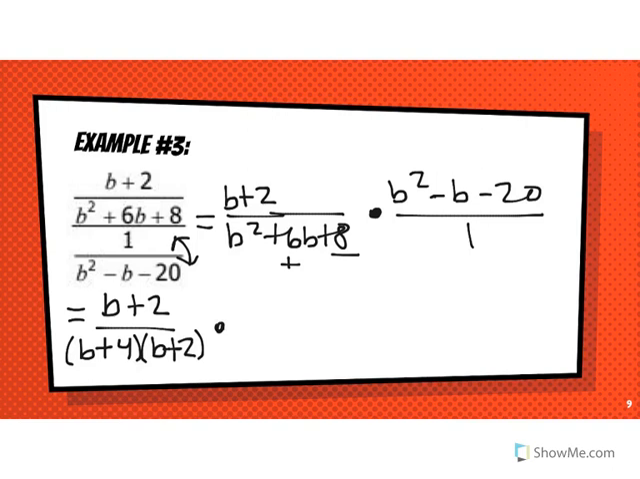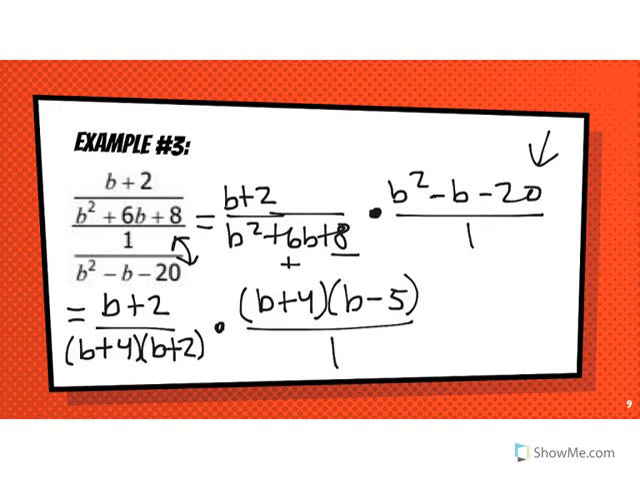And that's being multiplied by what multiplies to negative 20 but adds to a negative 1. So we're going to factor that, and we get a b plus, sorry, not plus. We need a negative in a b plus 4 and a b minus 5. So negative 5 times 4 is a negative 20, negative 5 plus 4 is a negative 1. And we can't factor a 1.